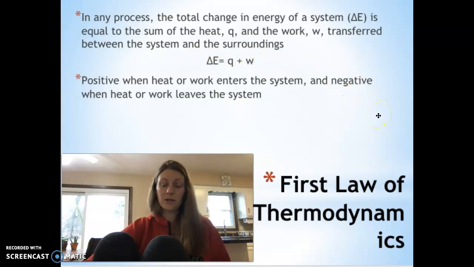This is a very simple equation and will be pretty easy to use as long as you can identify whether or not something is positive or negative. Q and W will be positive when heat is added to the system or work enters the system, and Q and W will be negative if you have heat leaving the system or the system doing work.